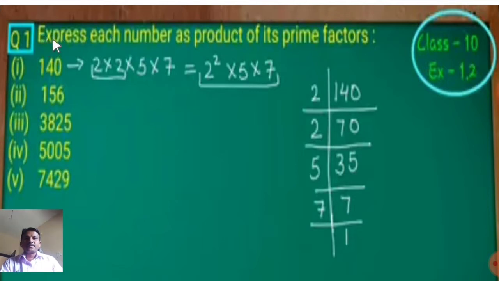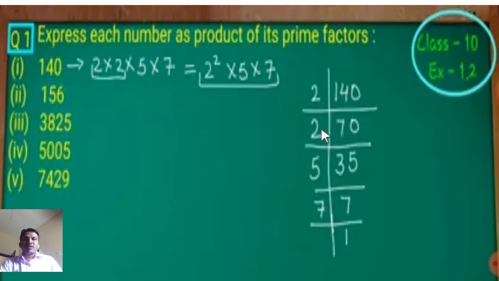First question. Express each number as a product of its prime factors. 140. Find the prime factorization of 140. This number is divisible by 2, so you have to start from 2. 2 7s are 14, 0 as it is.